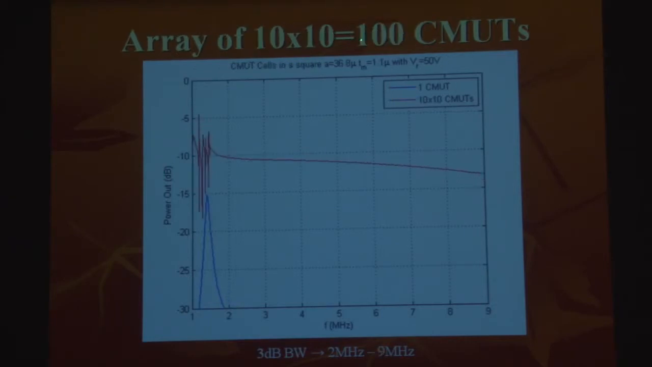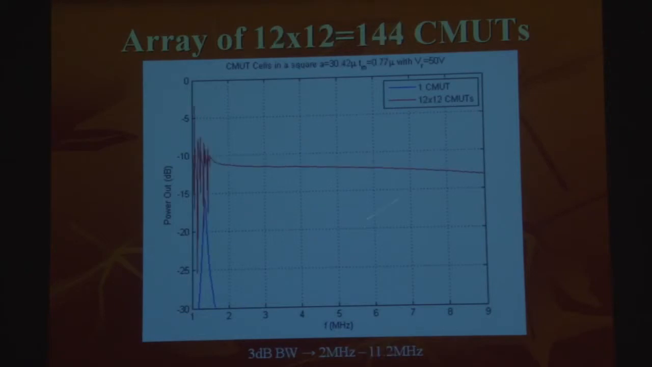And when you go to 10 by 10, 100 CMOTs, then we're getting there. The bandwidth is there. Now it's 2 to 9 megahertz. When you make it 12 by 12, now each one of the cells is smaller. Each cell is about 30 microns, with membranes about 1.7 microns thick. Then the bandwidth is really good, this time from 2 to 11.2 megahertz.